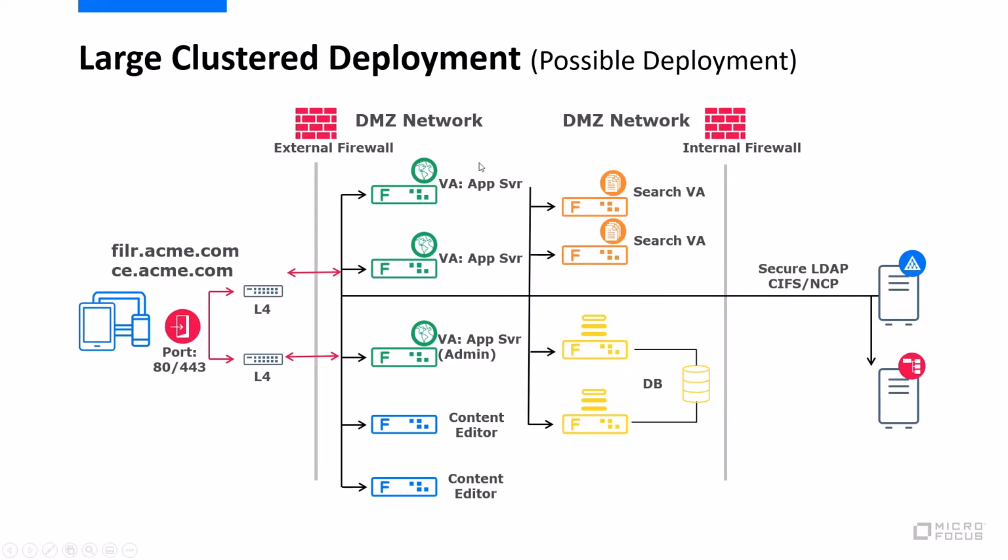I've got some web nodes. You can see I've got a dedicated admin node here, a couple of content editors, 2 search appliances. Typically, we would recommend a maximum of 2 search appliances. I know that we do have some customers running 3. We can see that coming through on the telemetry, but normally we'd recommend 2.